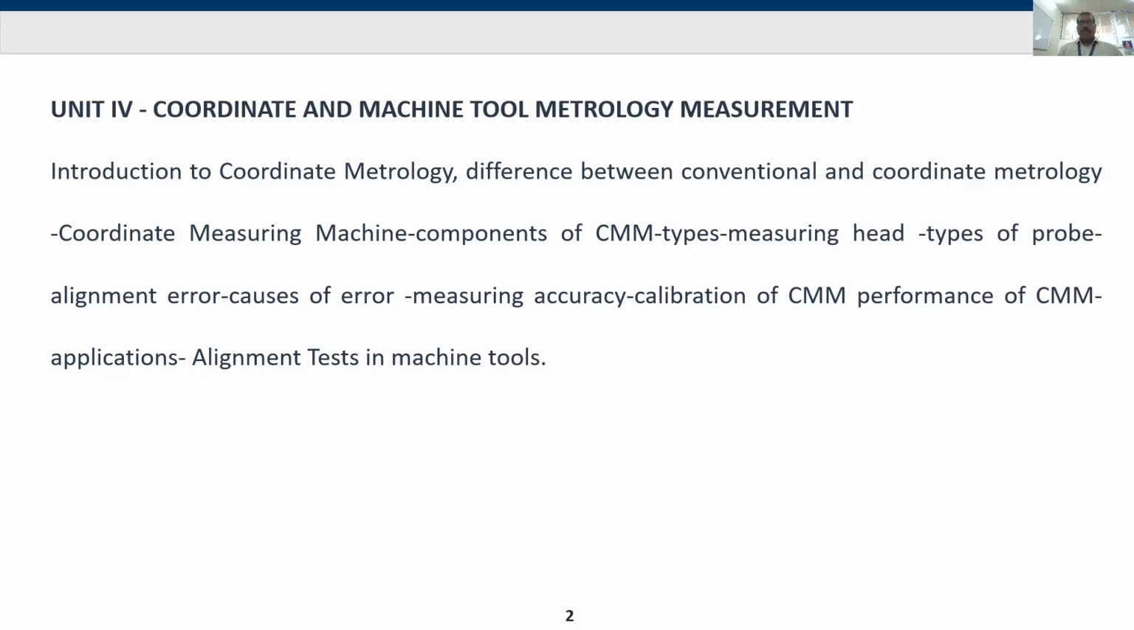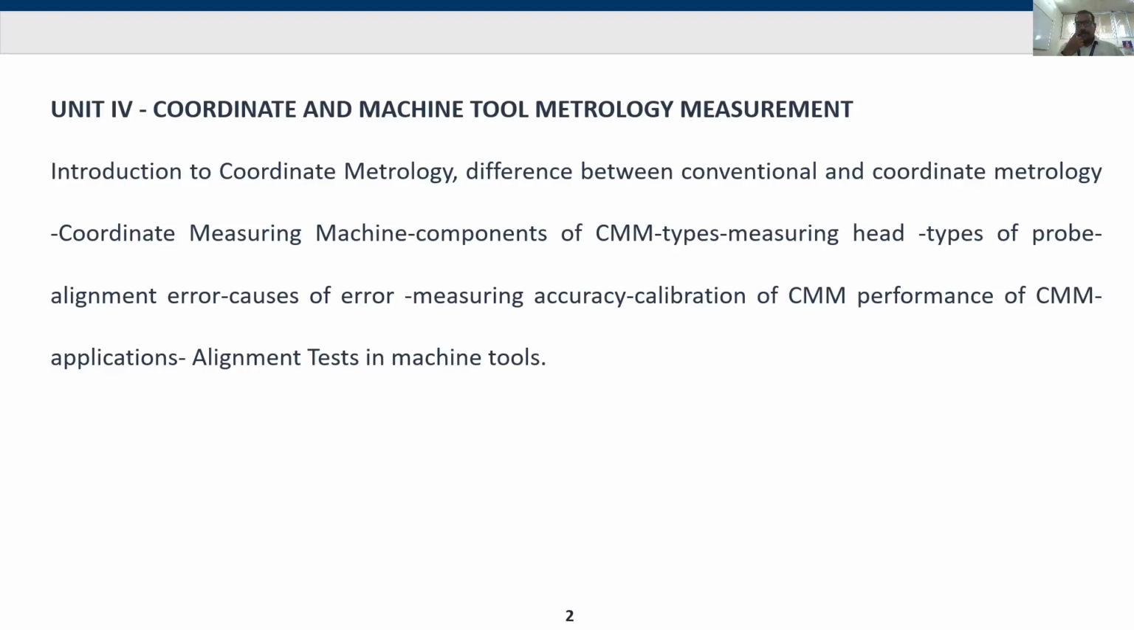Then what is meant by coordinate measuring machine, what components are available and its types, measuring head types, and types of probes will be discussed. Then another half is about alignment tests in machine tools, various machines like milling machine and drilling machine. Simple examples will be discussed, and also how we can do the calibration of CMM. We'll be checking along with the applications of CMM.